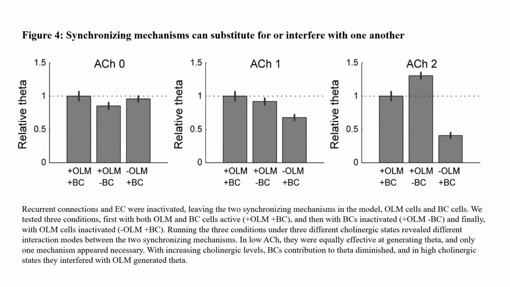In low levels of acetylcholine, they were equally effective at generating theta, and only one mechanism appeared necessary. With increasing cholinergic levels, the BC contribution to theta diminished, and in the high cholinergic states, they interfered with the OLM generating theta.